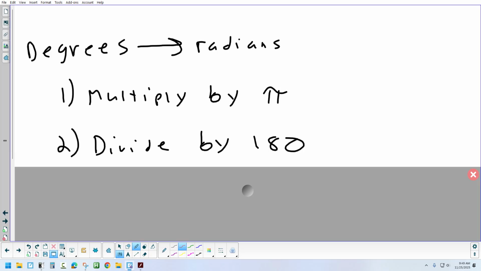So if you want to convert 8 degrees to radians, you multiply it by pi, that would be in the top, and you would divide it by 180. 8 pi over 180. And sometimes in that case, you end up with a fraction you can reduce. So we always reduce it as much as we can.